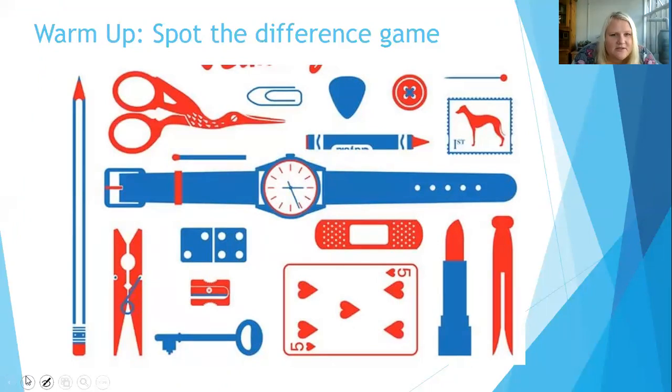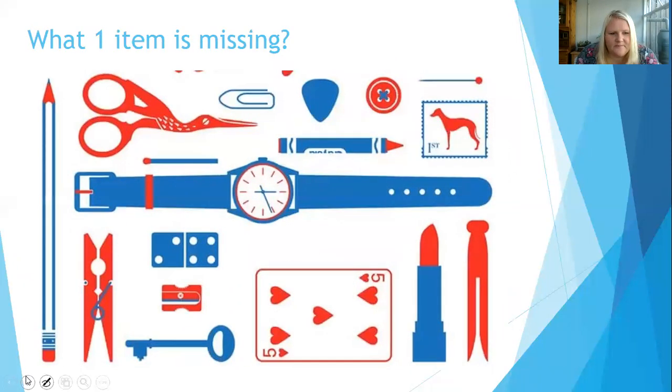Okay, so there's a pencil, there's some scissors, there's a watch, there's a peg, a lipstick. Okay, and in a minute I'm going to swap the slide and something will be missing. And it's your job to work out which item is missing. Okay, so have another study. See if you can think of a way of remembering it. What can you pick out? What can you see? Okay, are we ready? So, what is missing? Have a think. What can you spot?